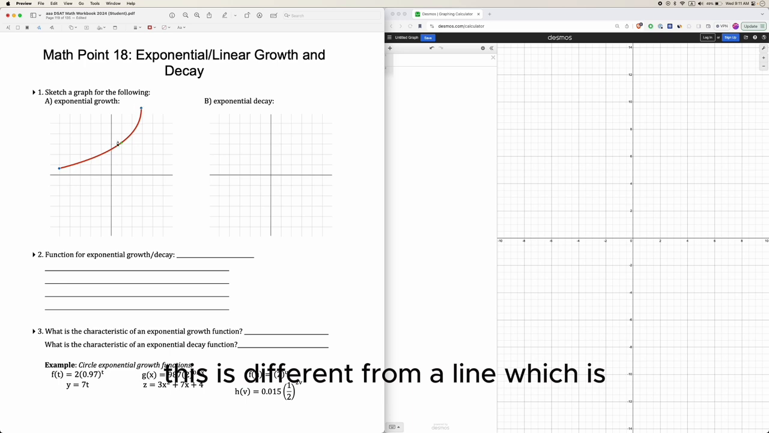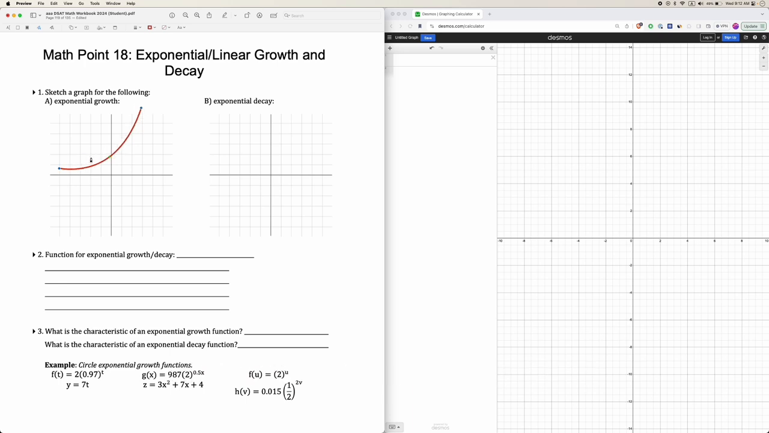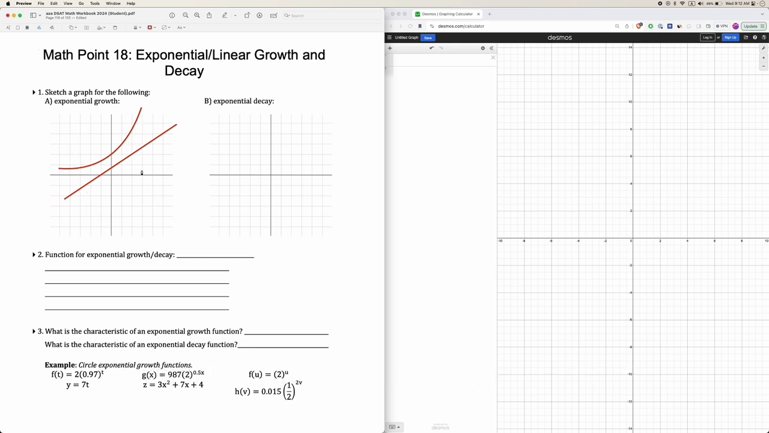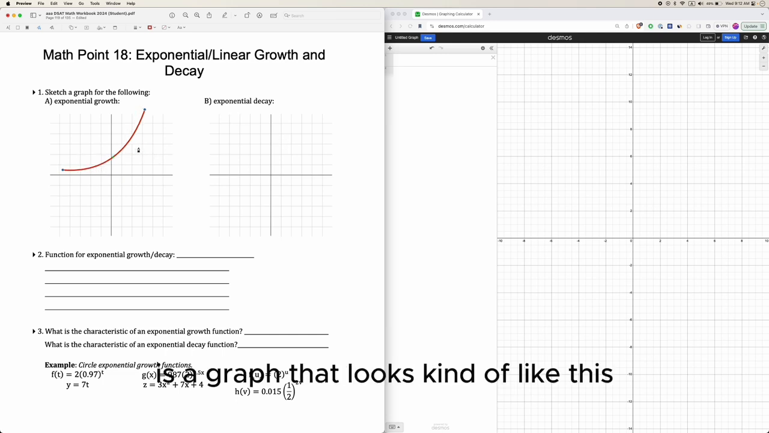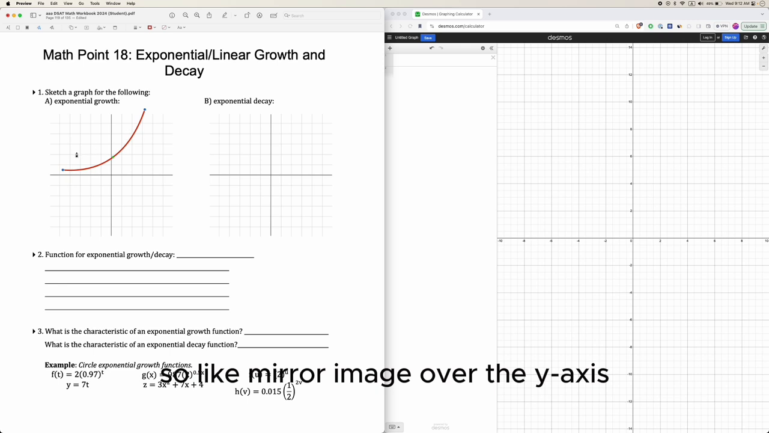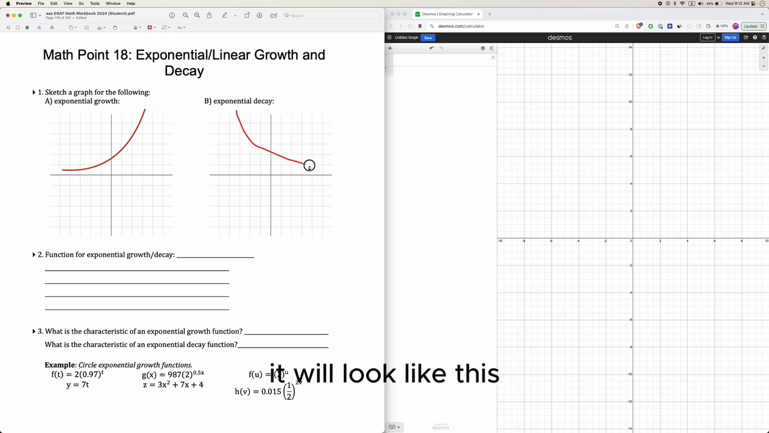This is different from a line, which is straight, and it's different from a parabola, which looks like this. An exponential decay is a graph that looks kind of like this, but flipped over the y-axis. So like a mirror image over the y-axis, it'll look like this.